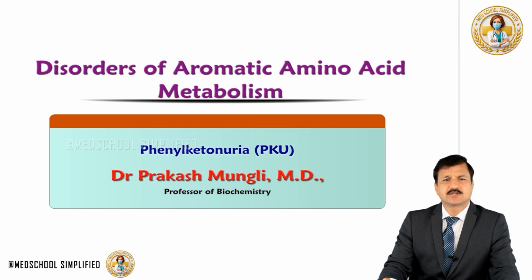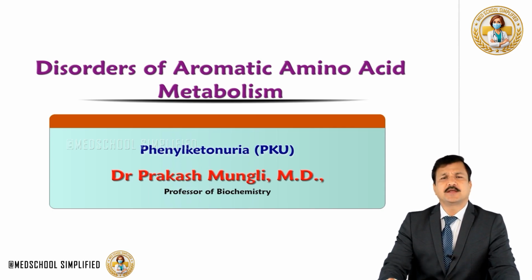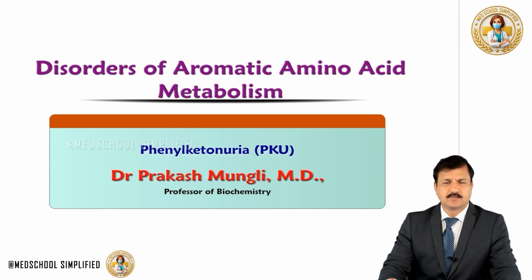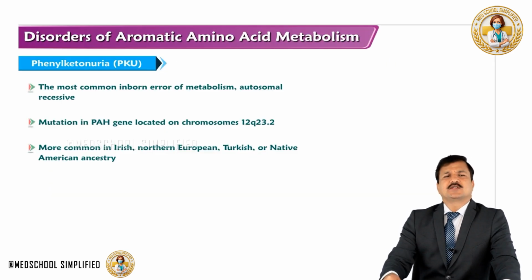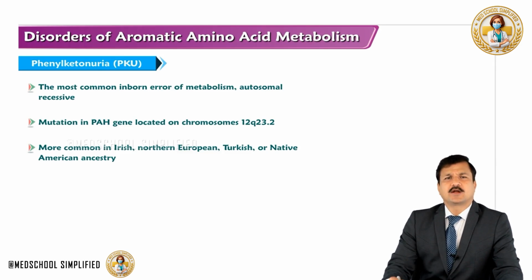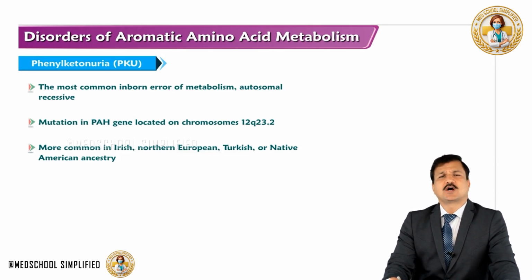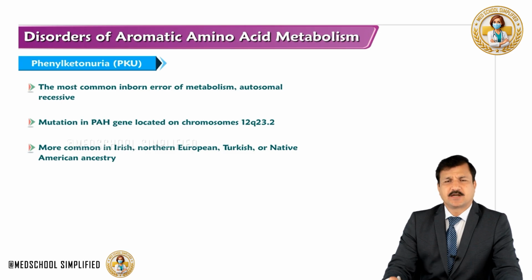So in this lecture, I will be going over disorders of aromatic amino acid metabolism, particularly phenylketonuria. Let's get into the details of phenylketonuria. Phenylketonuria is the most common inborn error of metabolism and it follows an autosomal recessive inheritance pattern.